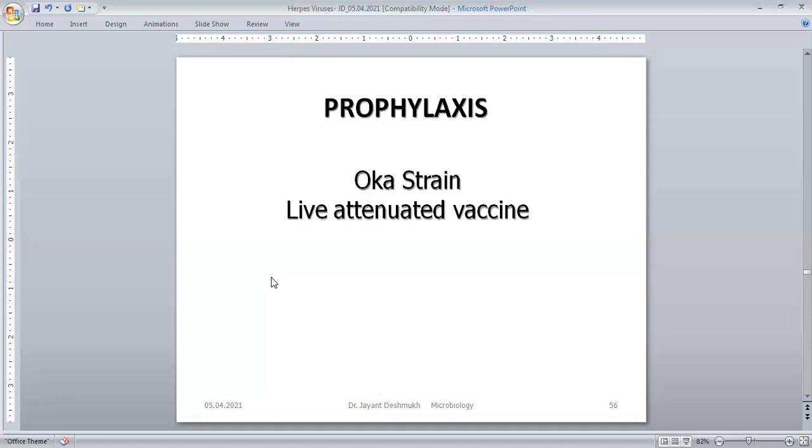For prophylaxis, a vaccine is available for chickenpox, a live attenuated vaccine, and that strain is known as the OKA strain. MCQ question: OKA strain live attenuated vaccine, 2 doses we give to children. One is after 1 year, and the second dose at the age of 4 to 5 years. The vaccine doesn't protect completely, but the infection in a vaccinated child is mostly asymptomatic, and in adults also, it is asymptomatic or a mild infection.